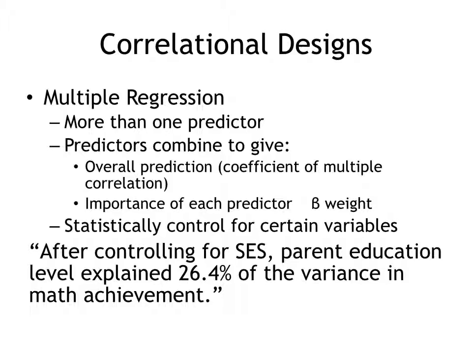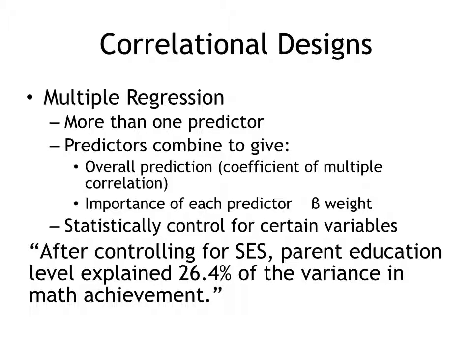Then, when I've got all of that, and I'm going to give you some examples and go deeper into this, so don't panic yet. We'll go slowly. I can actually statistically control out for certain variables. So in studies, you will read statements like this: After controlling for SES, socioeconomic status, the parent education level explained 26.4% of the variance in math achievement.